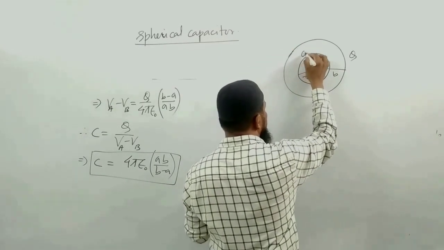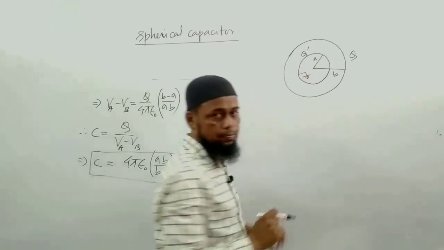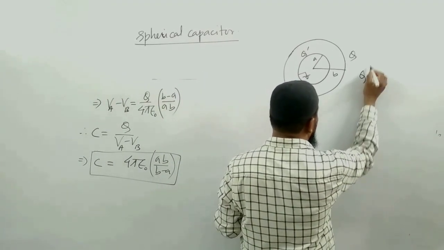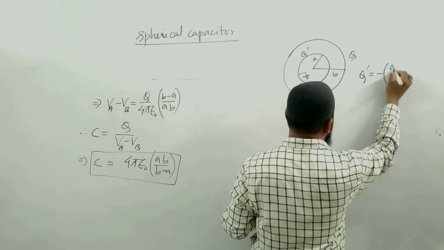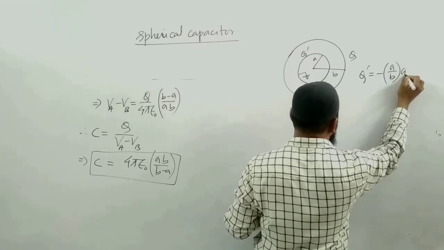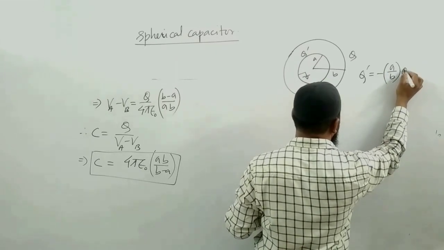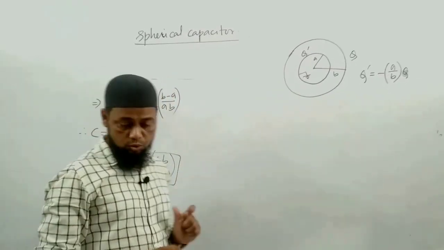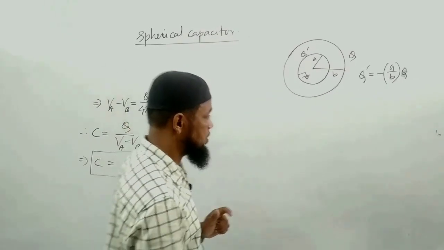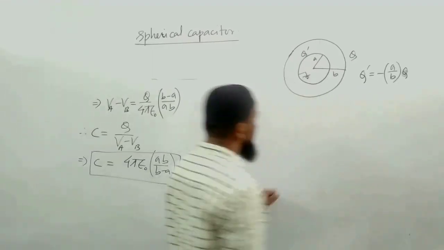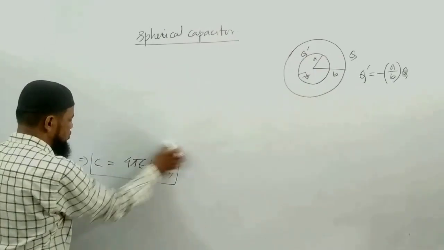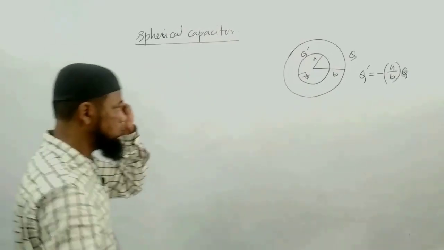How much induced charge will get developed? Let me call that induced charge Q dash. How much is Q dash? We have already done it: Q dash is minus A by B into Q. We have done that in Gauss's theorem. I hope so. Otherwise, if you do not remember, I'm showing it to you.